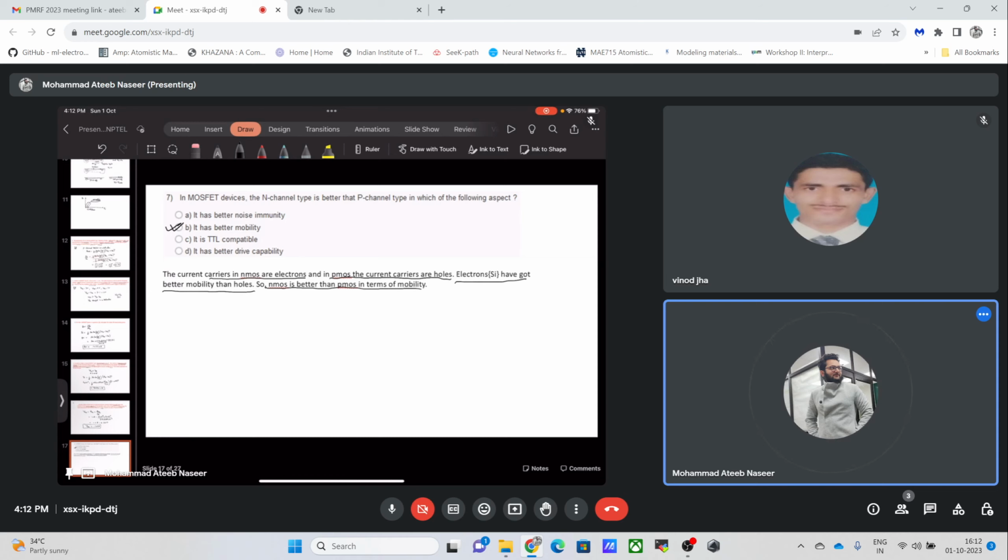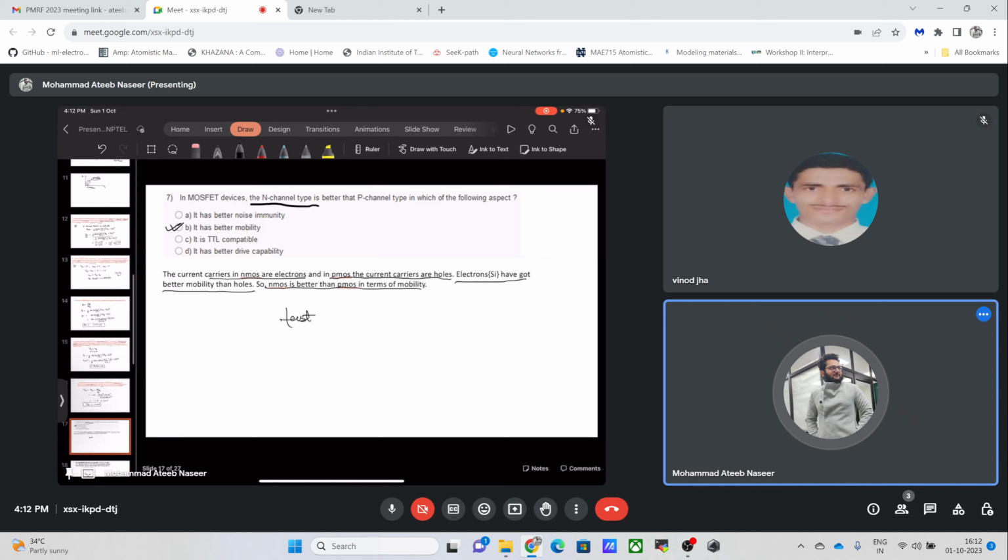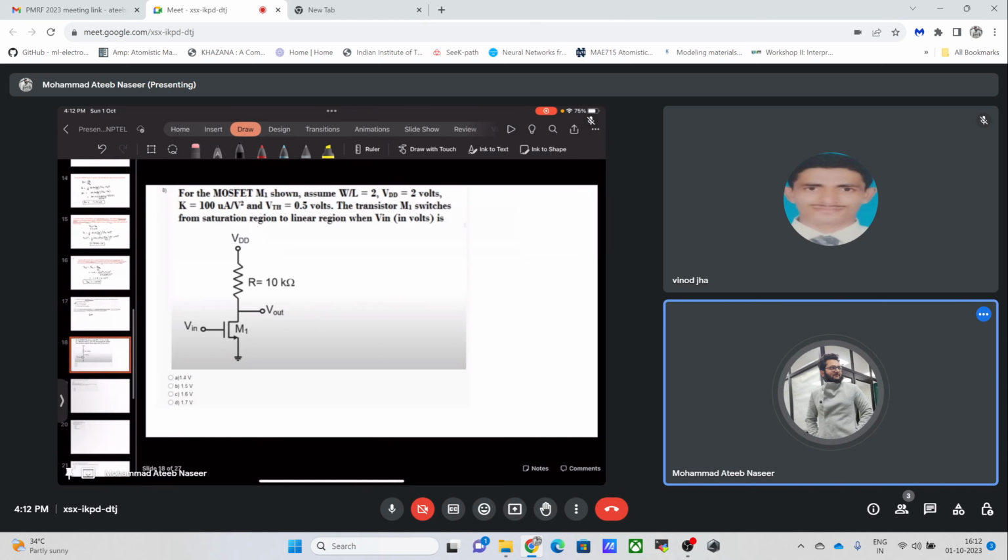But in the case of silicon, the mobility of the holes is less than the mobility of the electrons. So the n-type channel is mostly used because we require fast operations, and the carriers need to move from the source to the drain as quickly as possible. So the n-type channel has better mobility as compared to the p-type channel.